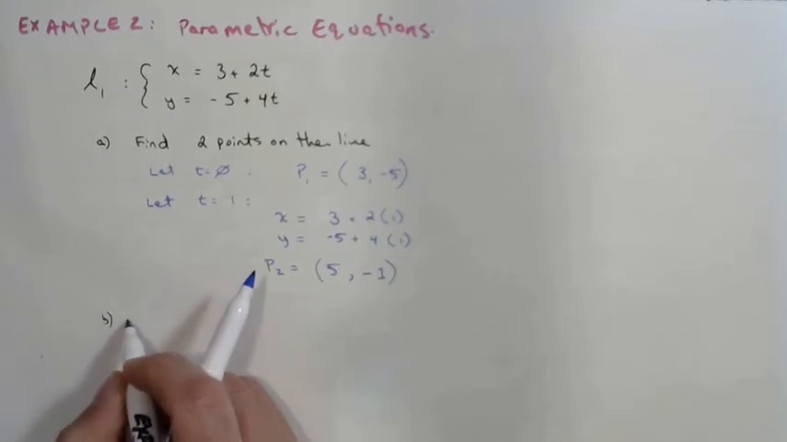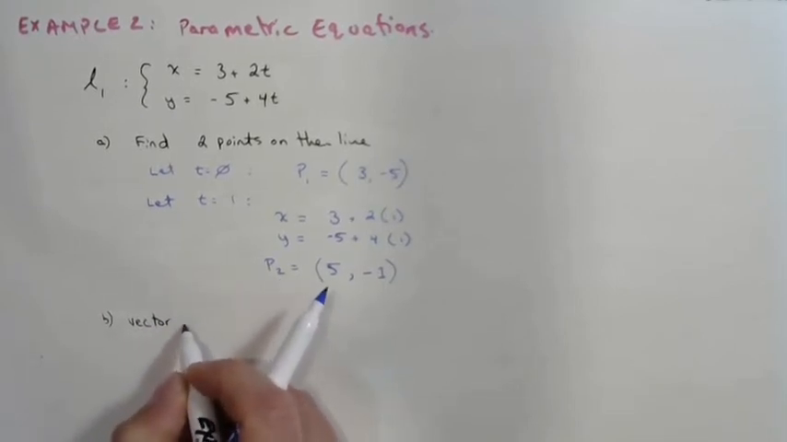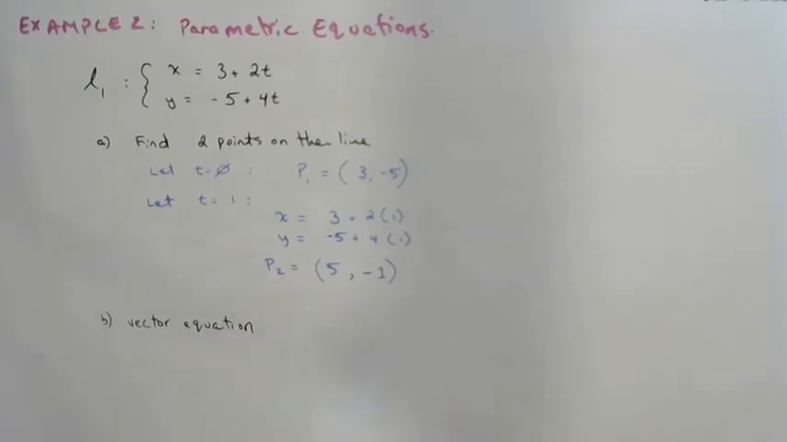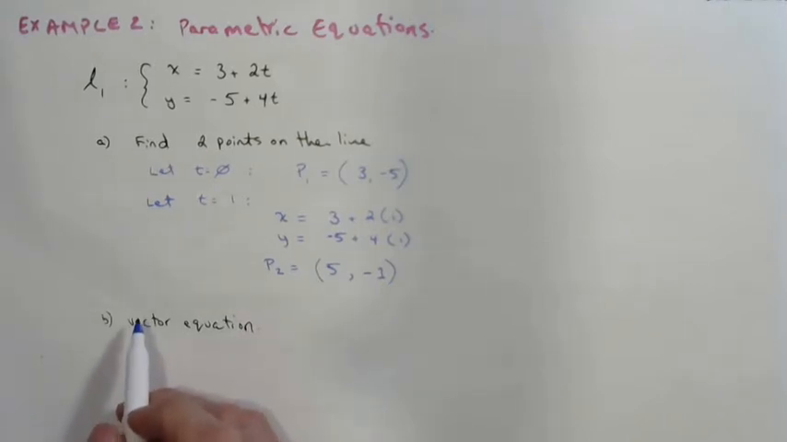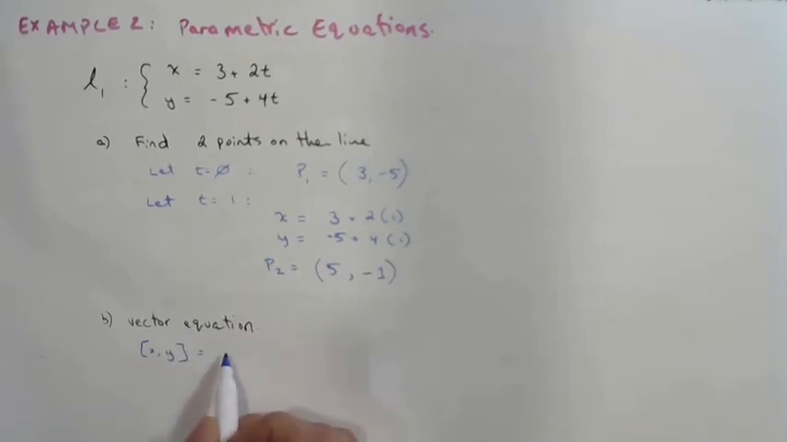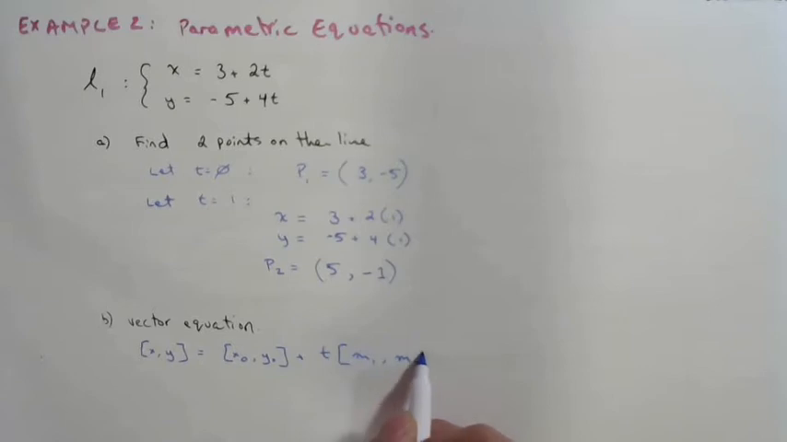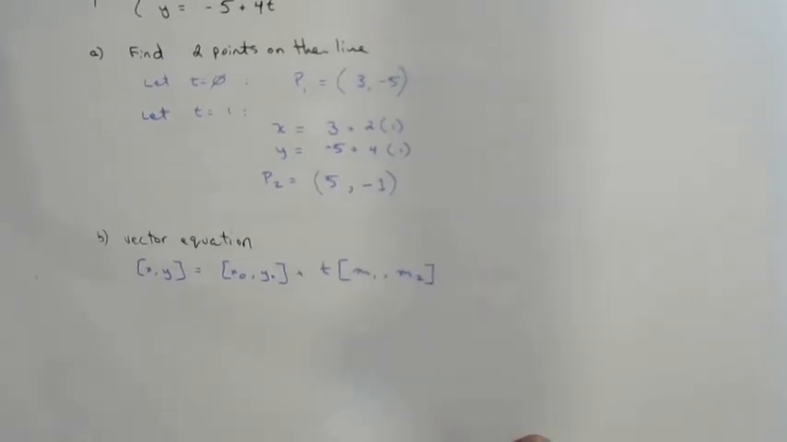B, we're going to get a vector equation for this line. Okay, so a vector equation is x, y is equal to x naught, y naught plus some multiple of our direction vector m1, m2. Okay, there's the basic form of it.